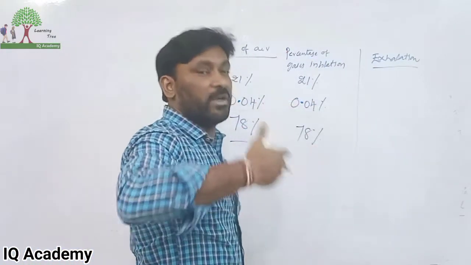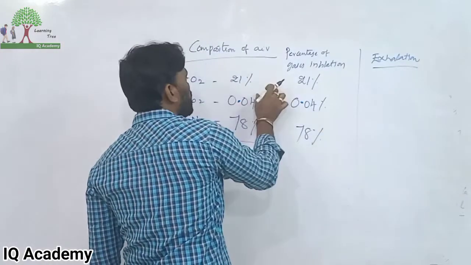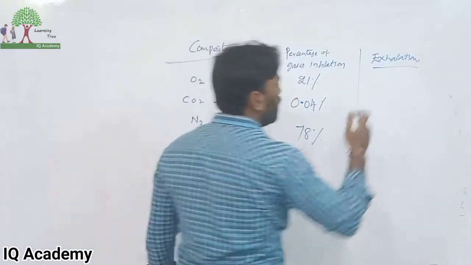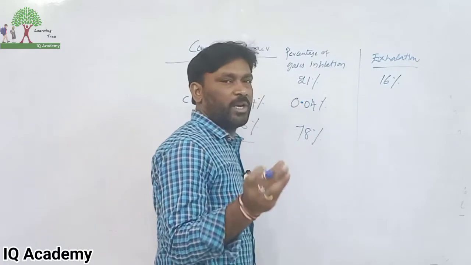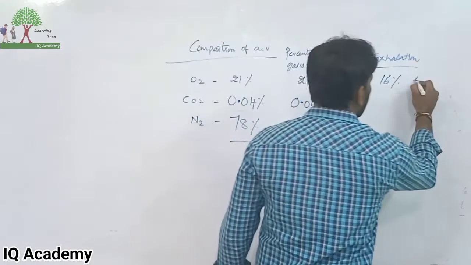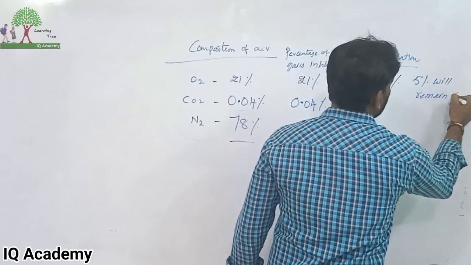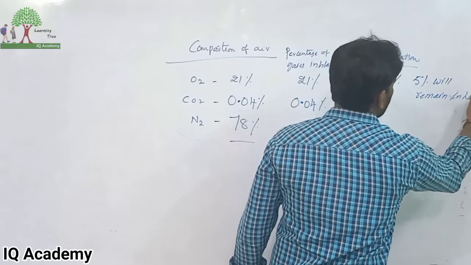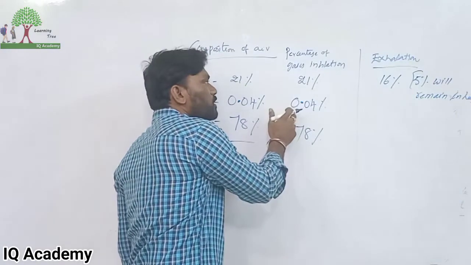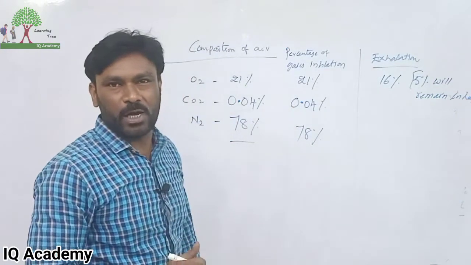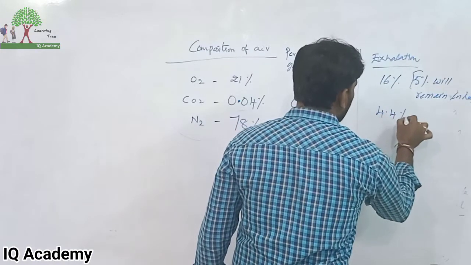Now during exhalation, when we release that, how much air are we releasing? Oxygen we have taken 21%, but we release 16% only. The 5% of oxygen will remain in the lungs for further use. 0.04% of carbon dioxide we have taken, but we release 4.4%.